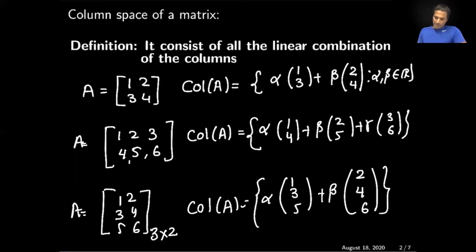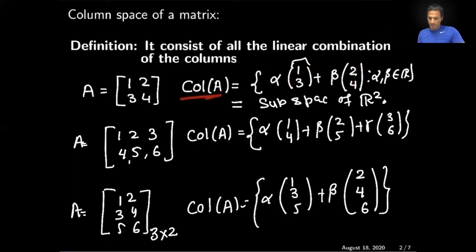This column space is a subspace of R2, because the vector (1, 3) and the vector (2, 4) both belong to R2. So this column space is the subspace of R2. Similarly, the column space of this matrix is also a subspace of R2.